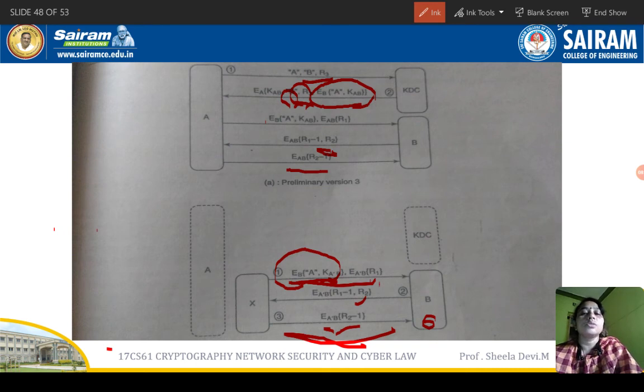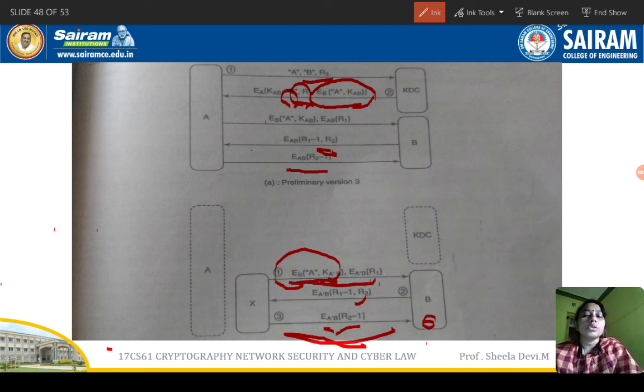Even B doesn't know that it is not communicating with A. B is exchanging messages with X, thinking that it is communicating with A. This is the disadvantage of version 3.